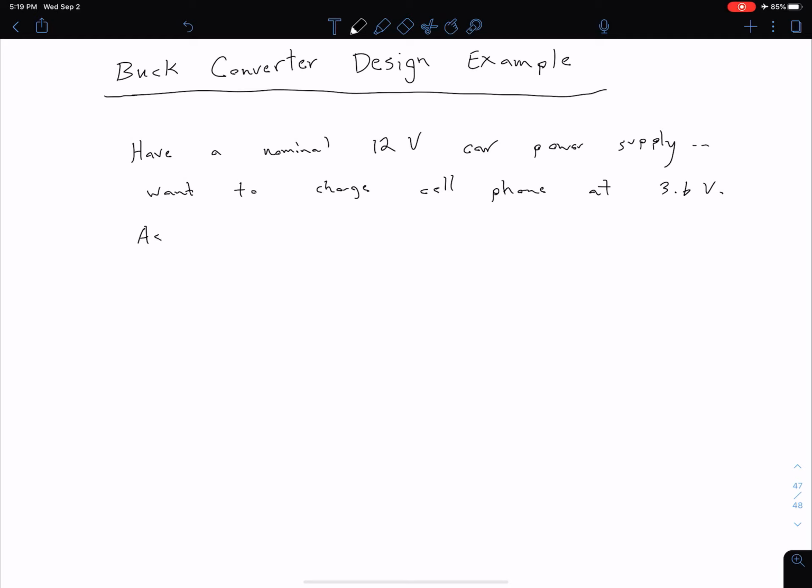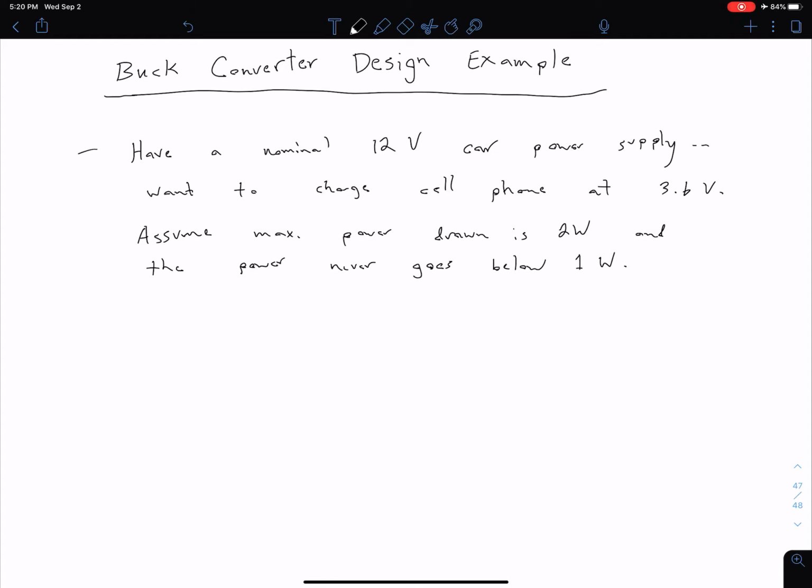Okay, so a couple assumptions. We're told that our power, so assume our max power drawn is 2 watts, and the power never goes below 1 watt. Okay. So a couple additional assumptions or sort of constraints.